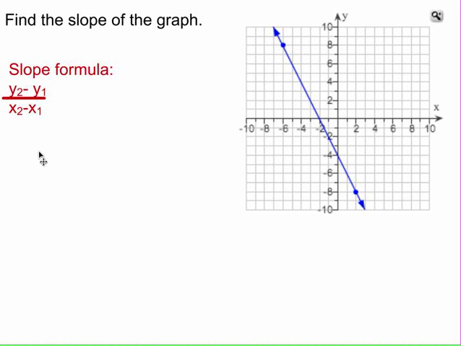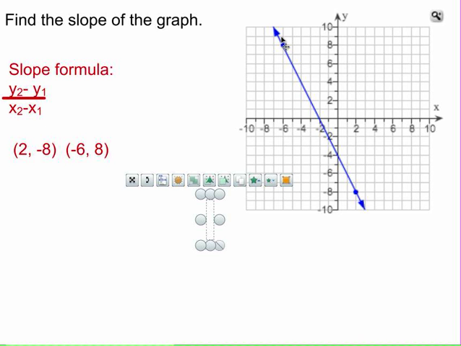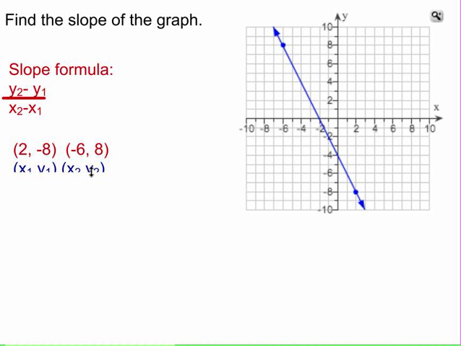So our 2 points are 2, -8, which is here on the bottom right, and -6, 8, which is up here on the upper left. Again, we're going to label our points. x1, y1 for 2, -8, and x2, y2 for -6, 8. Once again, all we have to do is plug in.